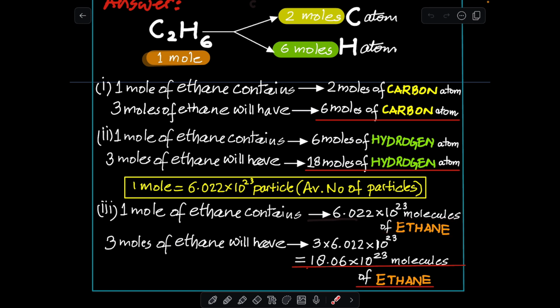Therefore, 3 moles of ethane will have, obviously, a multiple of this number, that is Avogadro's number. That is 3 times this number. So we'll get the value 18.06 into 10 raised to the power 23 molecules of ethane. This value you can write like this also, 1.806 into 10 raised to the power 24 molecules. Both answers will be correct, because this is what we have written as such after multiplication. We have not written it in the standard form. So you can convert the answer to standard form, or you can write like this also. Both will be correct answers.